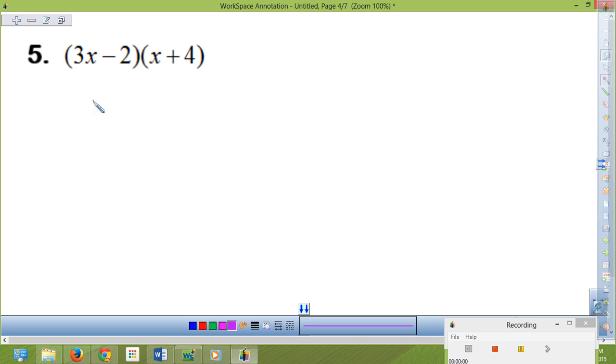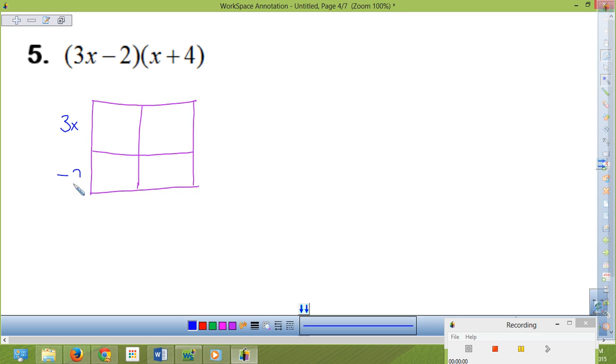Alright, for the box method, you see that you have a binomial times a binomial. So that's a 2 by 2 box that we're going to draw. Now your box does not have to be perfect, and I'm sorry mine came out so sloppy. I'll start by writing your first parentheses down the side. Make sure you keep the negative with the 2. And you'll write your second one on the top. So the x will go here, and the plus 4 will go here.